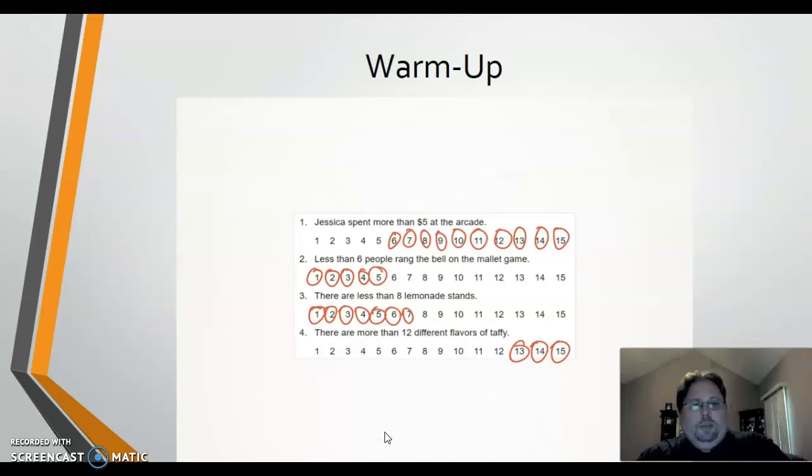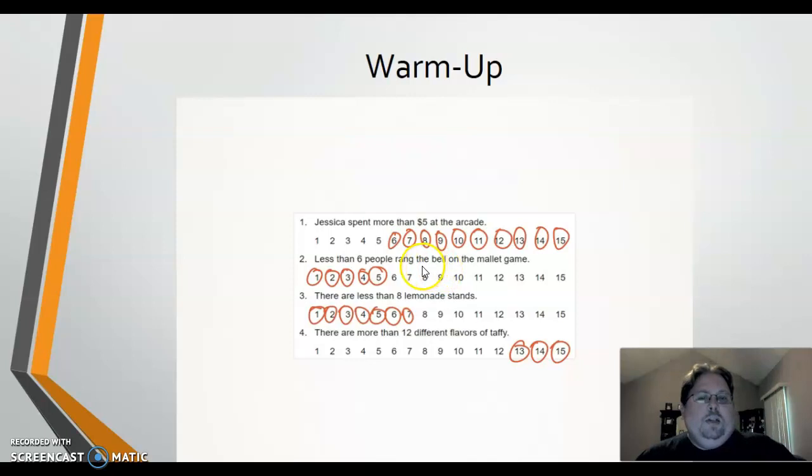In your warm-up, it said to circle all of the possible solutions. Solutions are answers to these statements. For the first one, it says Jessica spent more than $5 at the arcade. If she spent more than 5, that means she could not spend 5. She had to spend over $5. So she could have spent 6, 7, 8, 9, 10, 11, 12, 13, 14, 15.